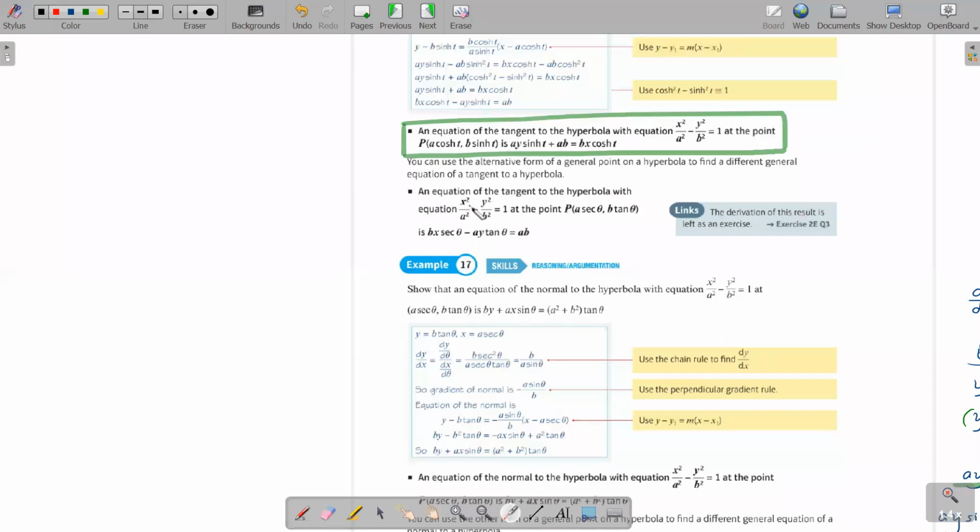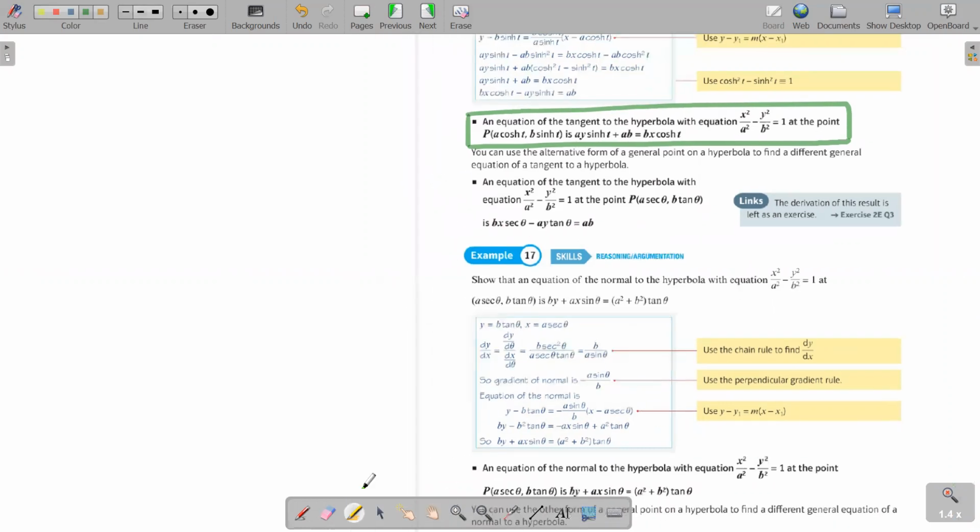If I'm doing this, then the equation of the tangent to the hyperbola with equation x square over a square minus y square over b square equals 1 at the point, what is the point now? A sec theta, b tan theta. Let's get started and let's try to get the show that. I'm working on this show that now. So I get here x square over a square minus y square over b square equals 1. Because it's a new coordinate, I'll derive it again from the beginning, because it's a new point.